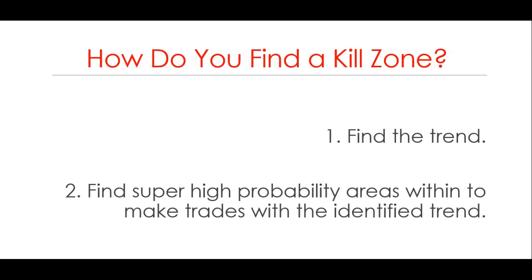One, you must find a trend. Now, it's not just finding a trend. It must be an obvious trend. It must be a very conspicuous trend, a trend that you can easily see, so easy that even a child will be able to spot it. Those are the kind of trends you want to look out for. Two, you want to find a super high probability area within that trend. So you want to look for a zone within that particular trend, so you can take advantage of it.